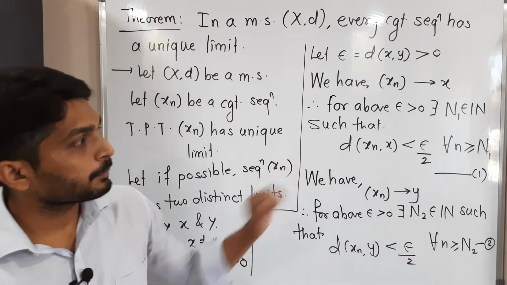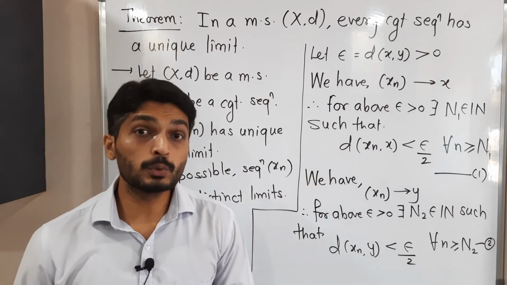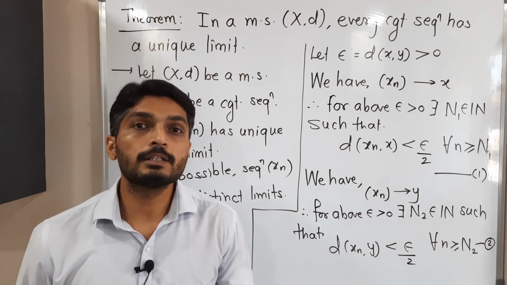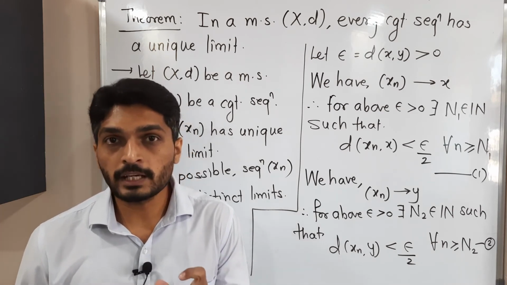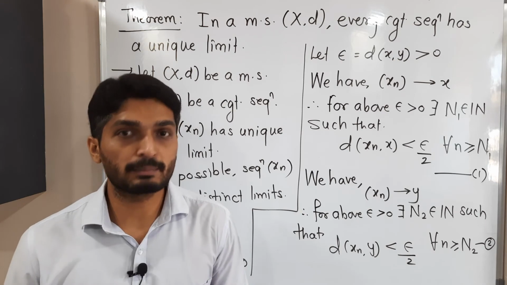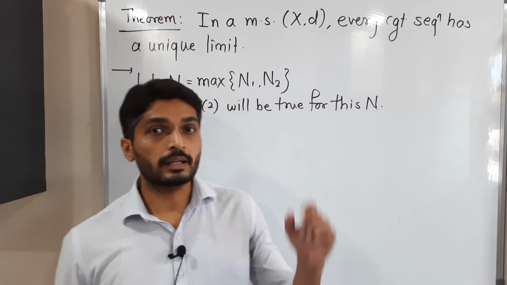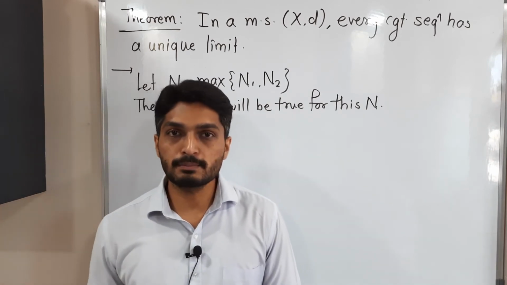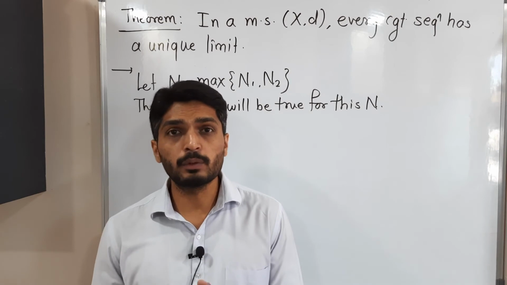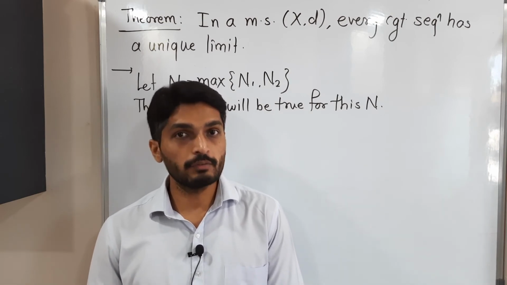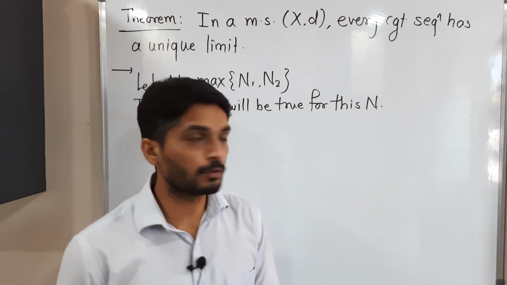See, now statement 1 is true for n1, statement 2 is true for n2. So I will assume the maximum of n1 and n2. So both will be true simultaneously. I will make a screenshot of it, then we will go further. See, here I have assumed n is equal to the maximum of n1 and n2. Then 1 and 2 will be true for this n. So let us go further.